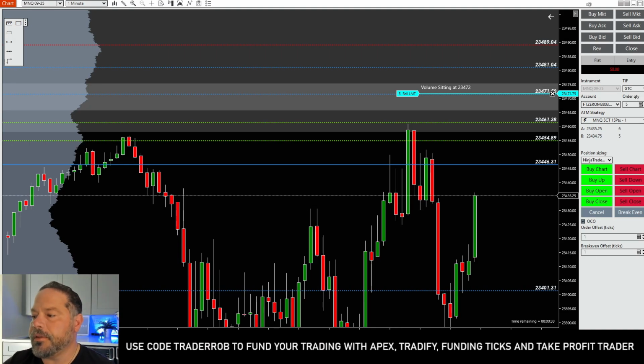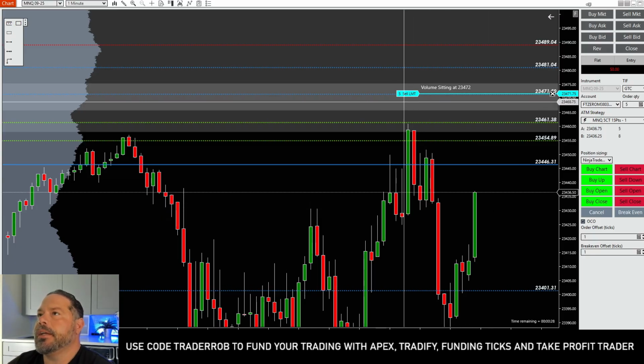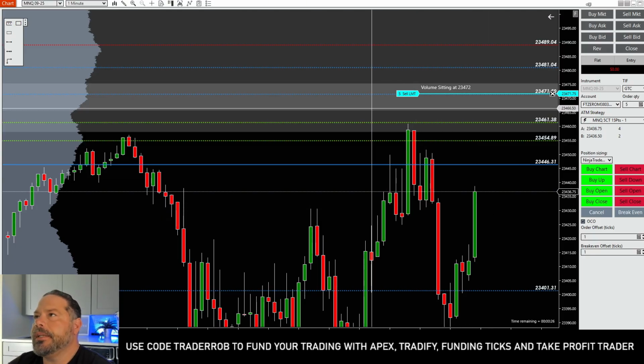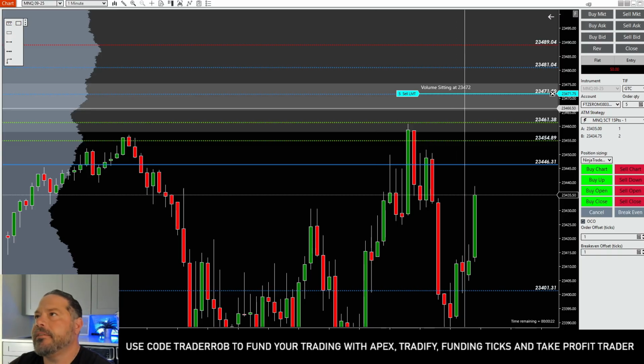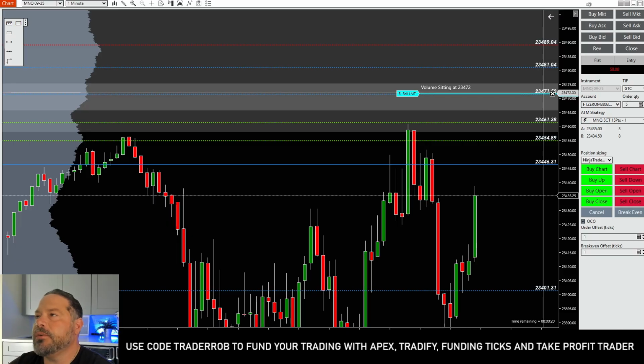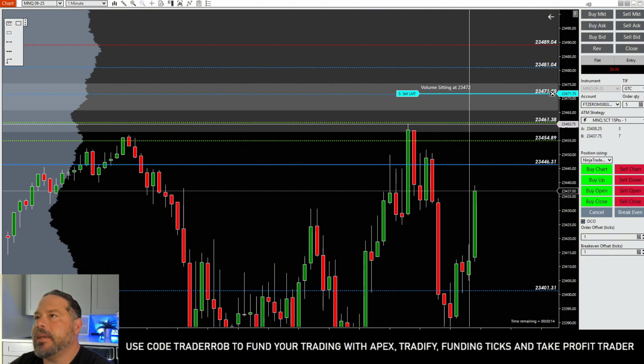All right, so here's another update. Nice little push here we're getting. I've actually changed the entry a little bit. Just a ton of volume stacking up at that 23,472. So I'm going to have my entry here at 471.50. Easy take profit right here.